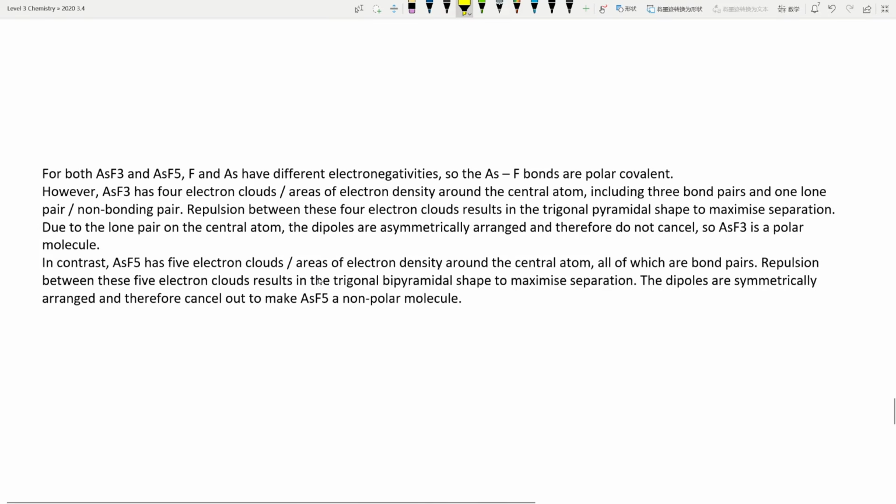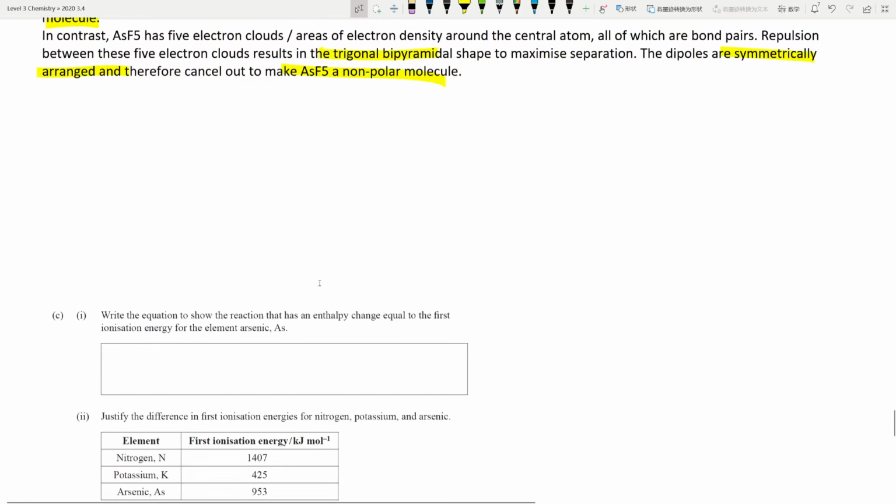Okay, so F and As have a significant electronegativity difference, creating polar bonds, but then AsF3 has 4 regions, with 3 bonding and 1 lone pair, and they result in a trigonal pyramid shape because they want to minimize repulsion. And then with the lone pair asymmetrically arranged, the dipoles don't cancel, therefore it's polar. Whereas the other one has 5 bonded regions, trigonal bipyramid, symmetrically arranged, and the dipoles cancel each other out, so it is non-polar.